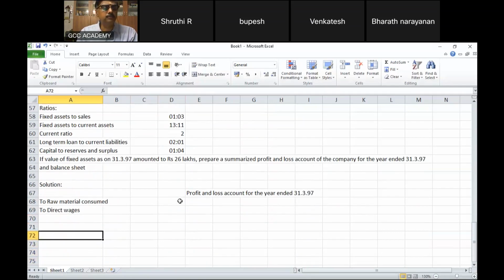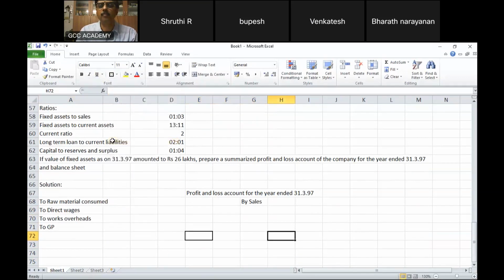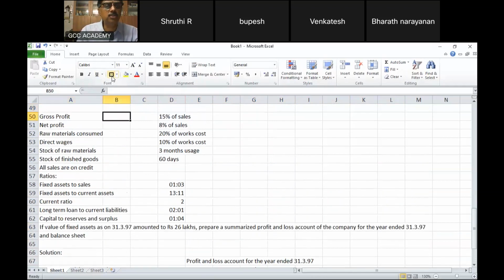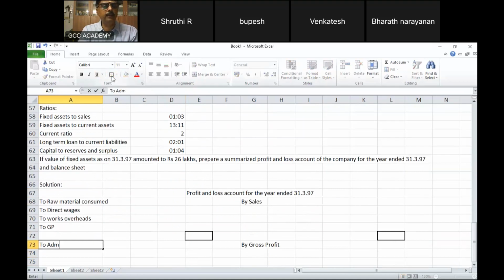So note that. General format is okay. To gross profit, by sales. If the sales figure is given, fine; if not, we find it ourselves. Okay, by sales. Then this is your trading account generally. Once you get the trading account figures, then go to P&L. By gross profit, then to selling and distribution overheads. Now, carefully observe. There is a gross profit ratio of 15% and a net profit ratio of 8%. That means in between there is some cost, which is selling and distribution or administration overheads. To admin and S&D overheads, balancing figure to net profit.